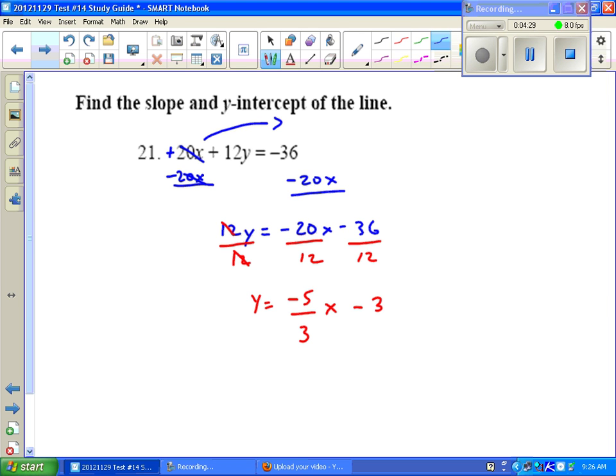Now it's in mx plus b form, where this is your m and this is your b. So your slope value is negative 5 over 3. Your y-intercept value is negative 3.